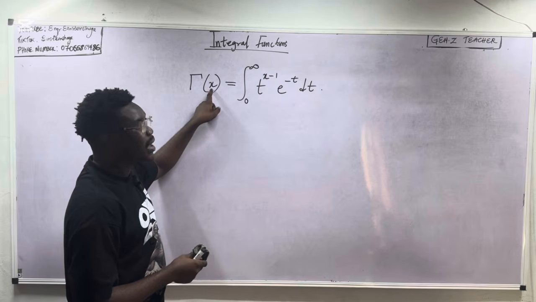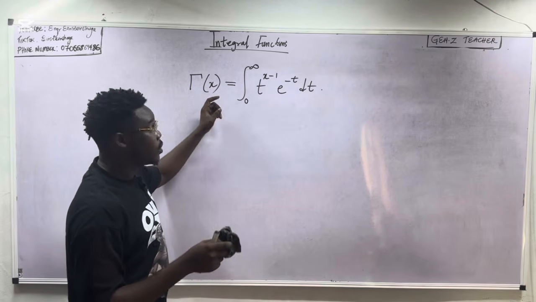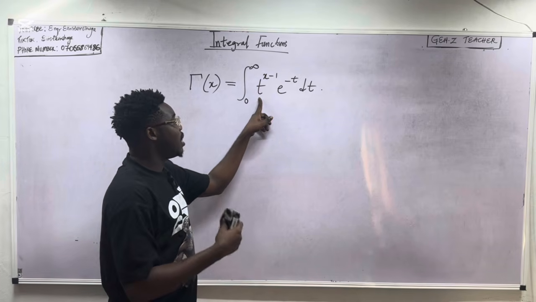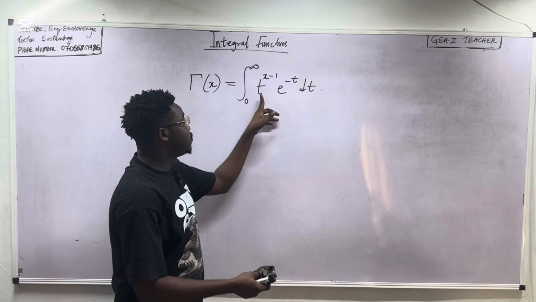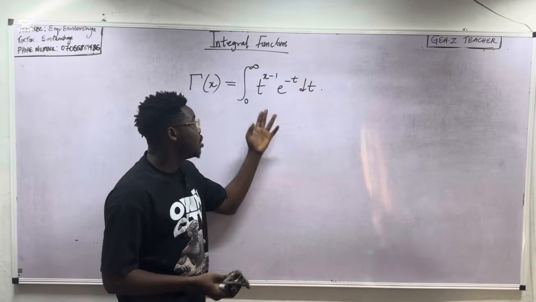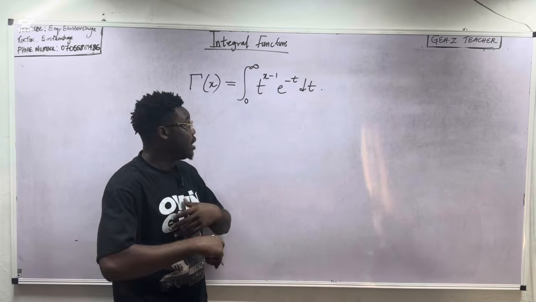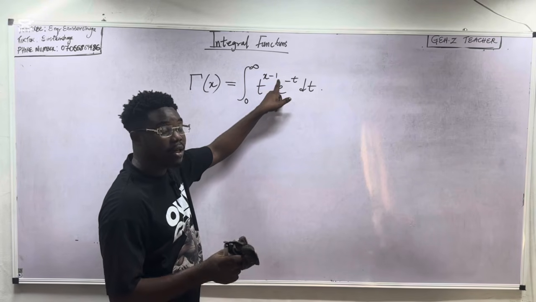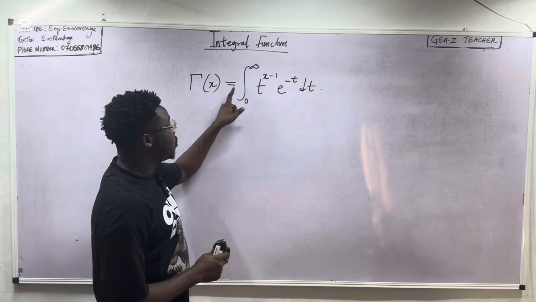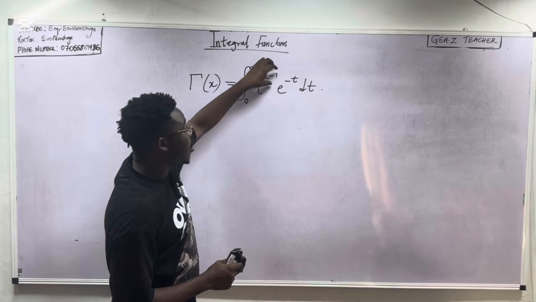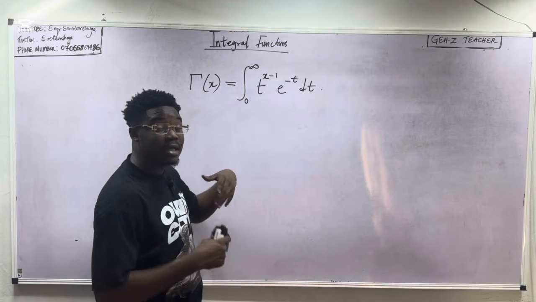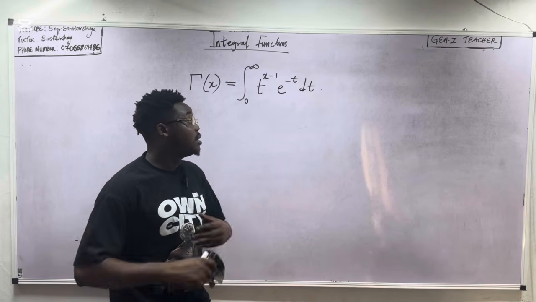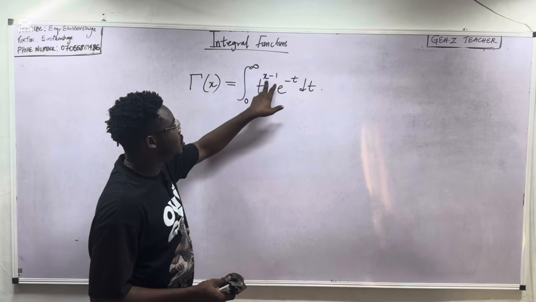Now the gamma of x is equal to the integral from 0 to infinity of a variable. This variable t can be anything. It can be y, it can be u, it can be a, b, c, d, any variable at all. Now we have x minus 1 here, meaning whatever you have here, you minus 1 from it to get the power for t. Take note, x is a number. It can be 2, it can be half, it's a number. So we have a number here, but it's reduced by 1.